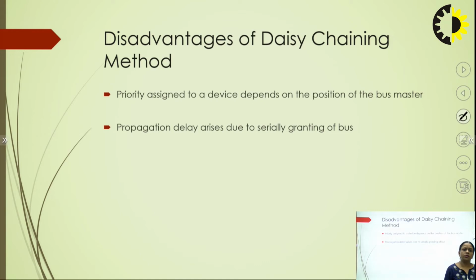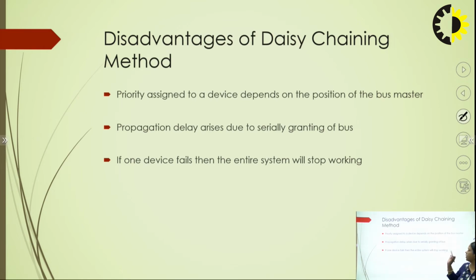Propagation delay arises due to the serial granting of the bus. This is the main reason for the propagation delay. It makes this a slow method. If one device fails, then the entire system will stop working. We may say that there is poor fault tolerance. If one device fails, the whole system will stop in this daisy chaining method. So these are the main disadvantages. Because of these disadvantages, we have to go for the next technique, which is known as the polling method.